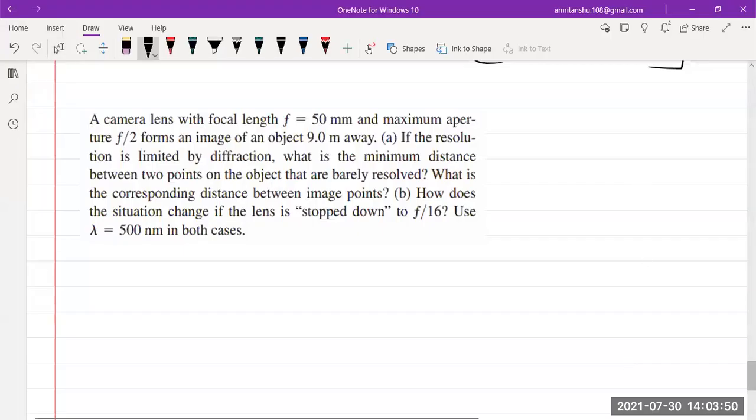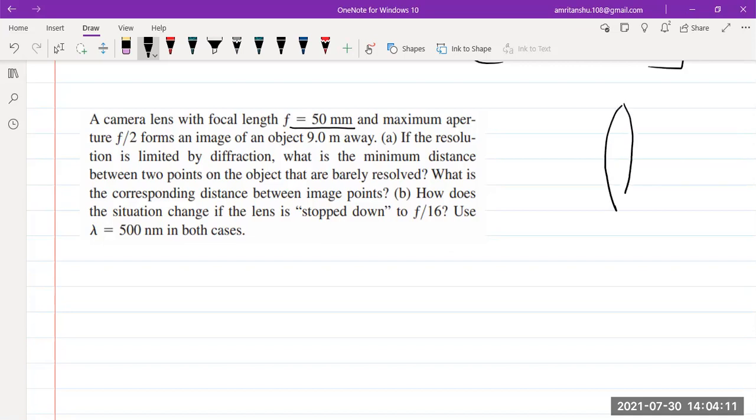Let's see this homework problem that I've given to you. This kind of problem we've discussed before, but let's discuss this. Here the focal length is 50 millimeters and the maximum aperture is given in terms of focal length, so this is f by 2. Here f by 2 happens to be 25 millimeters.